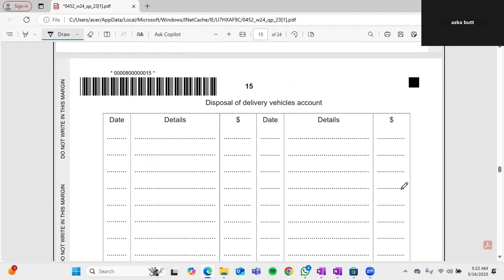We also have to prepare a disposal of delivery vehicle account. Okay, so which delivery vehicle we disposed of? What was its cost? Its cost was $28,000. So it means that we have to credit the delivery vehicle account and debit the disposal account.